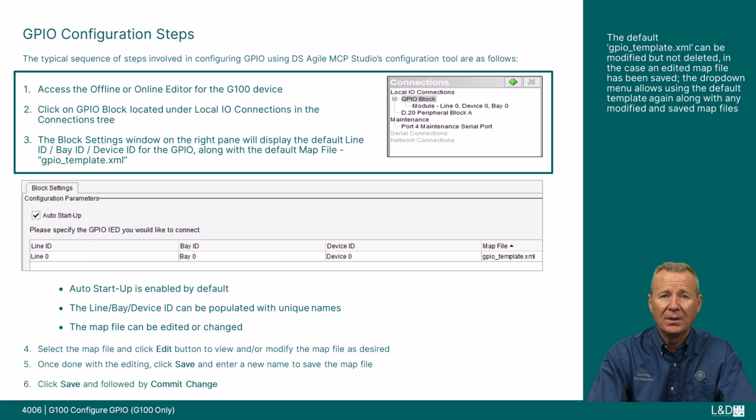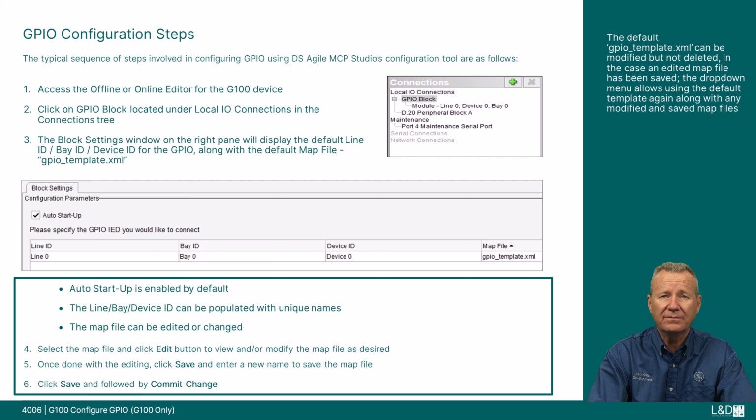Auto startup is enabled by default. This setting indicates if the GPIO application automatically starts when the configuration is changed and reloaded, or when the MCP reboots. The line, bay, device ID can be populated with unique names. The map file can be edited or changed. Select the map file and click the Edit button to view and/or modify the map file as desired. Once done with the editing, click Save and enter a new name to save the map file.